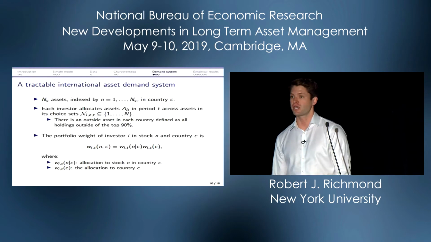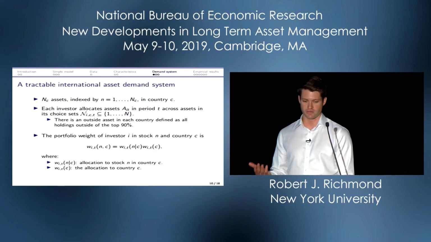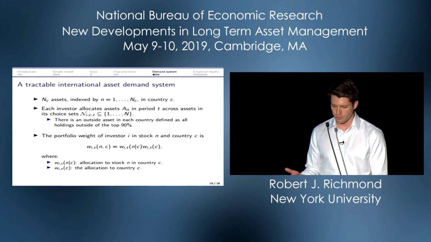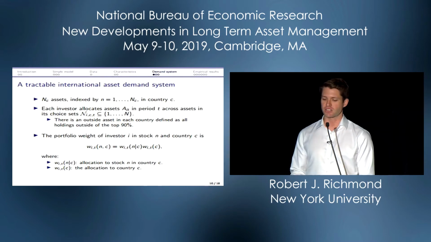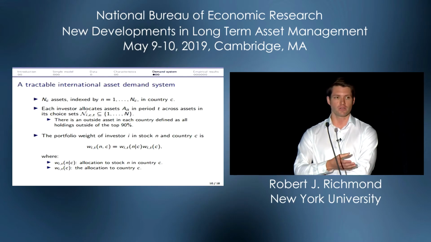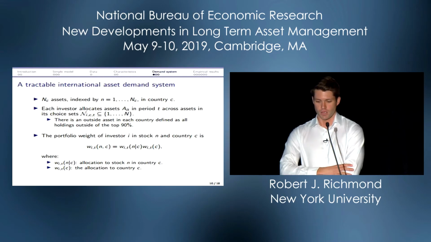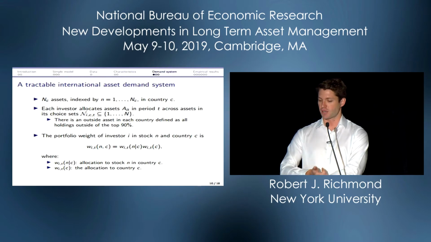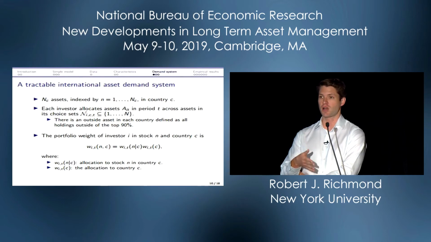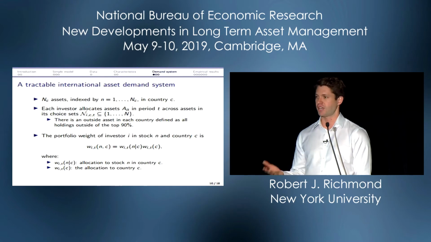Now what we want to do is understand which of these investor groups is more or less influential in driving cross-sectional variation in valuation ratios. So what we're going to do is estimate a tractable international asset demand system. We're going to have n assets. Each investor can allocate some AUM, similar to our model, in each period to assets. Now what we're going to do is allocate any assets outside the top 90% to an outside asset. The portfolio weight of investor i in stock n in country c is going to have 2 components to it. It's going to have the allocation to stock n conditional on investing in country c. That's the first component there. And then it's also going to have some allocation to country c.